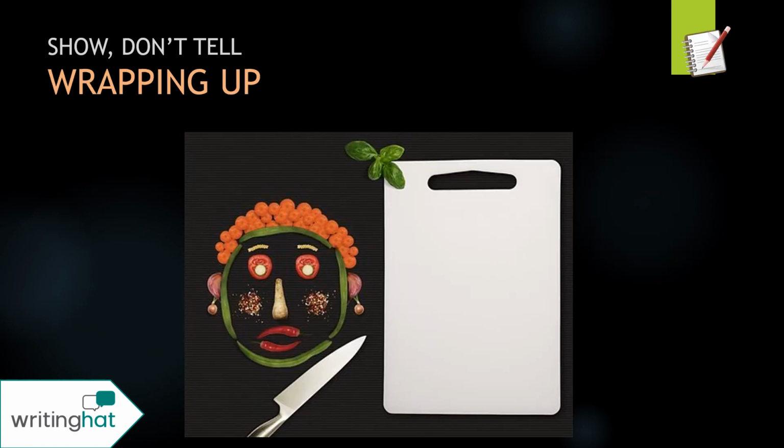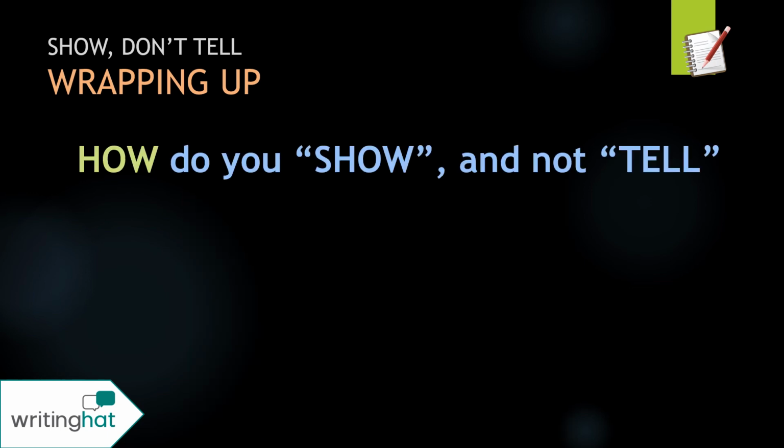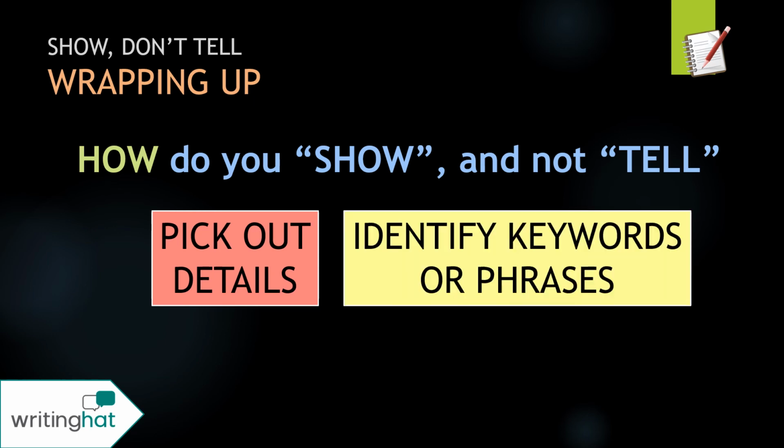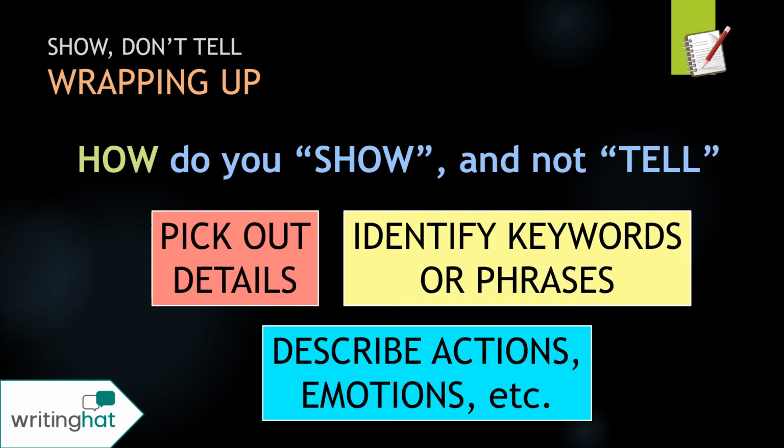As we've come to the end of this session, let's quickly go over what we just learned. How do you use show, don't tell in your writing? Engage your reader with descriptive sentences. Pick out a few details about the person or the setting. Write down keywords or phrases that describe these details. And use these words to describe the emotions, the mood, the feeling, the environment, action, etc.